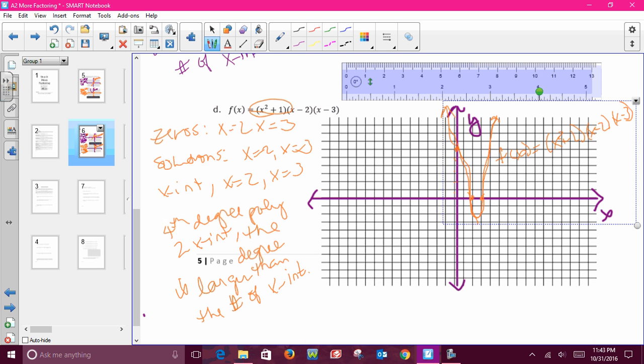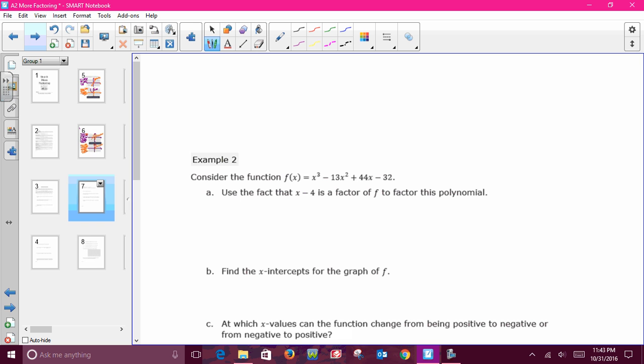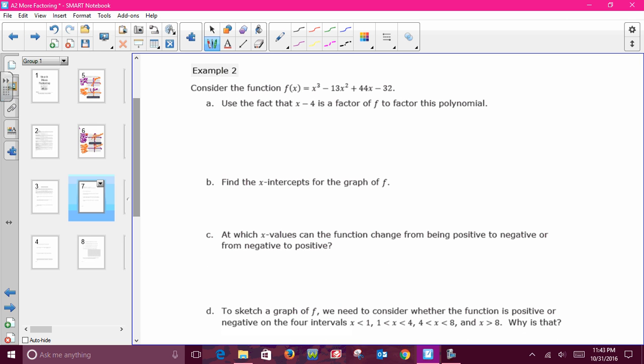That has been a lot of fun with those graphs. Let's actually talk about them. Next page. Consider the function f of x equals x cubed minus 13x squared plus 44x minus 32. Use the fact that x minus 4 is a factor to factor this polynomial.